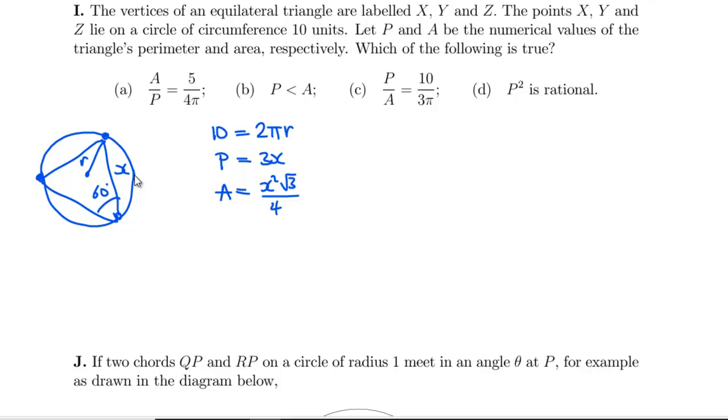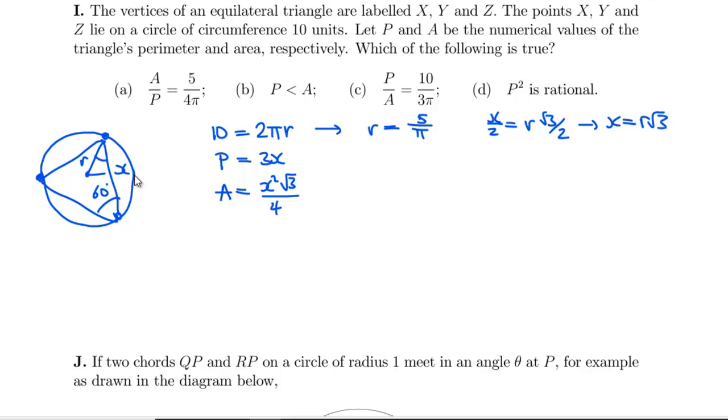Okay, we need a relationship between x and r, and we've certainly got a relationship between circumference and r. So let's take that one first of all. So r is going to be 5 over pi. That's a start. But then we've got these little triangles here. So x over 2 is r cos 30, which is root 3 over 2. So r root 3 is x. Right, okay, so that gives us x equals r root 3.